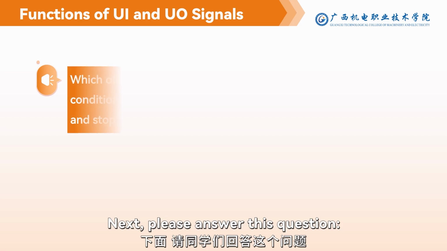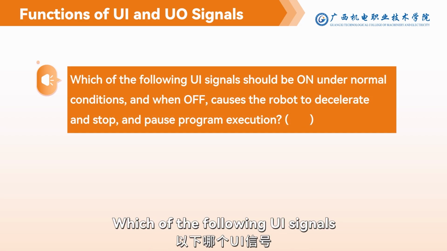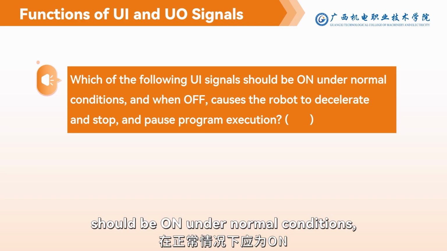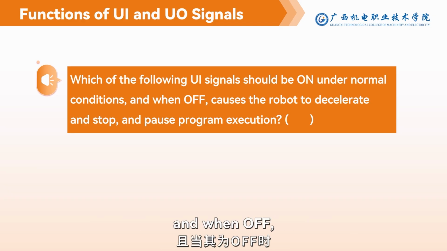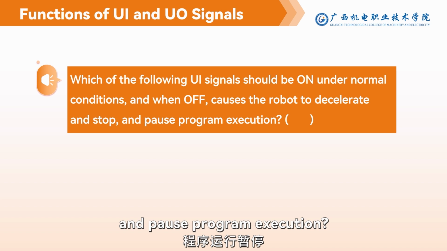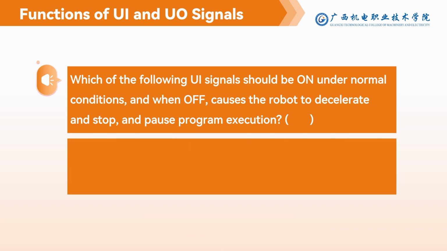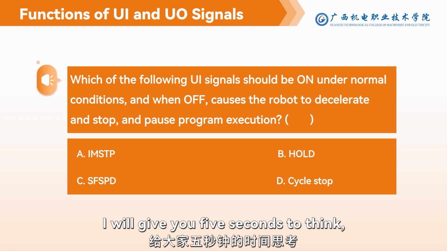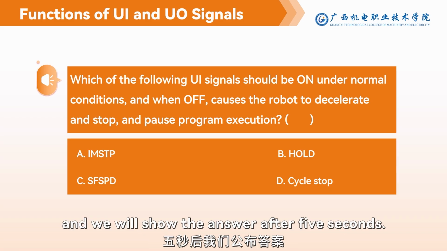Next, please answer this question. Which of the following UI signals should be on under normal conditions, and when off, causes the robot to decelerate and stop and pause program execution? A. IMSTP. B. Hold. C. SFSPD. D. Single stop. I will give you 5 seconds to think and will show the answer after 5 seconds.